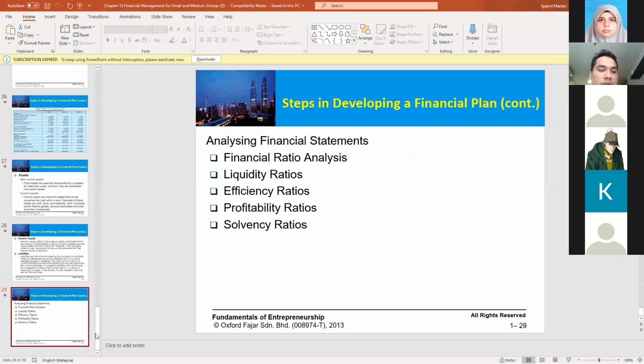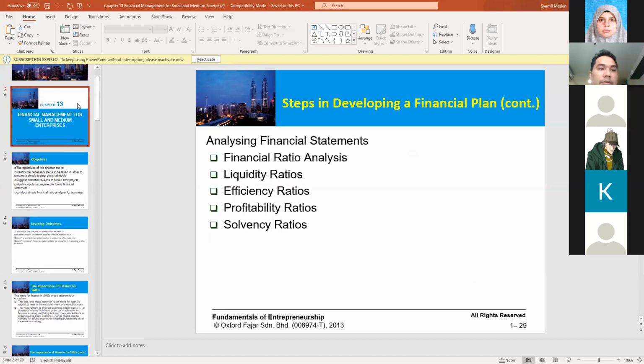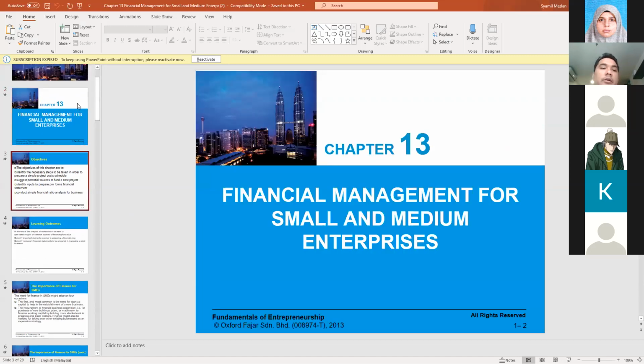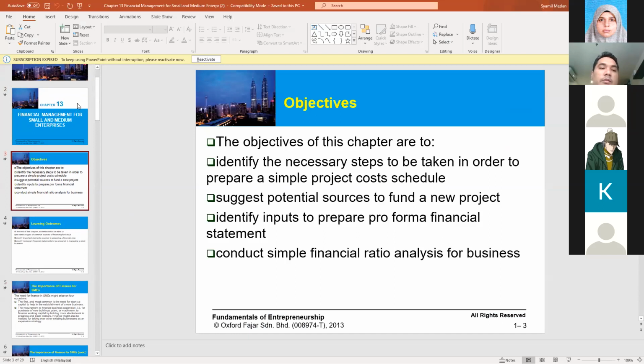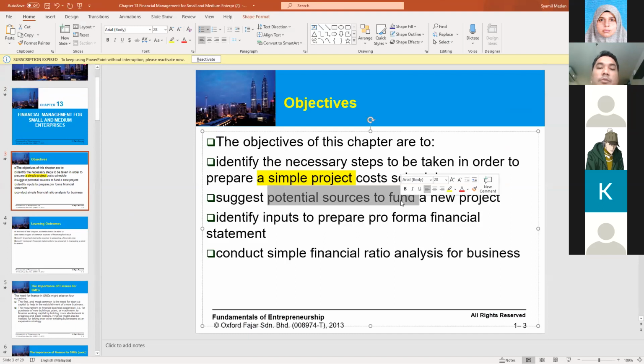Okay, so chapter 13 is financial management for the SME. I just want to do a quick recap, because we have learned this in the previous class, so that you will remember. The first objective is to identify the necessary steps to prepare a simple project cost, and suggest a potential source to fund a new project. I have covered this in the previous class.